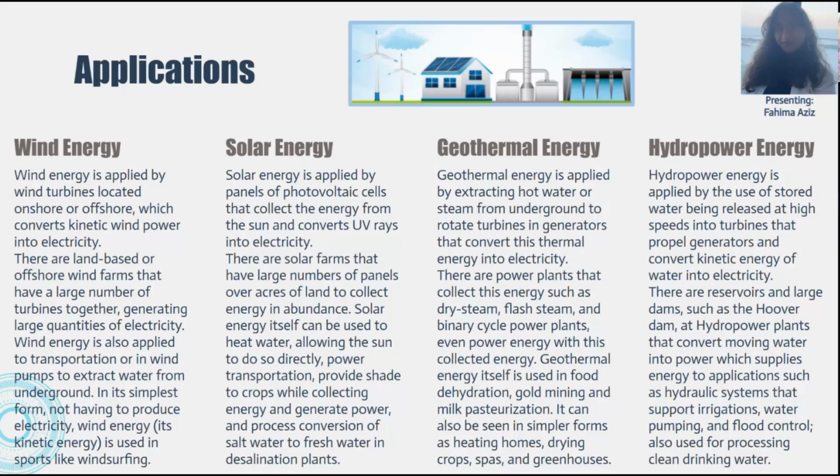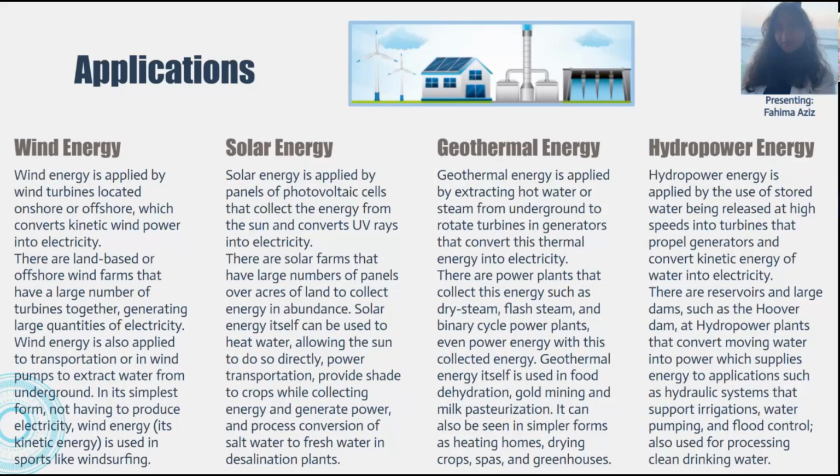So, as a quick recap, wind energy uses turbines that turn wind energy, which is kinetic energy, and it's connected to generators, which starts our process of converting this energy into electricity and power. It's used in transportation and wind pumps for extracting water. Then solar energy, which is the collection of UV rays by photovoltaic cells, commonly known as solar panels, which can store or convert to electricity via inverters.